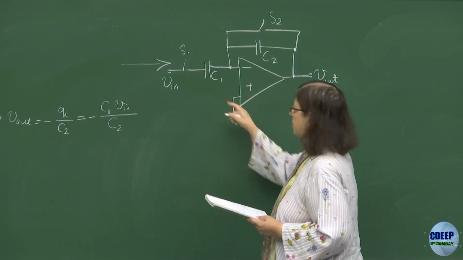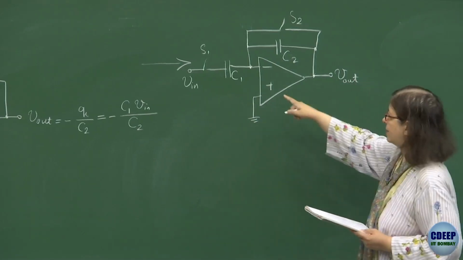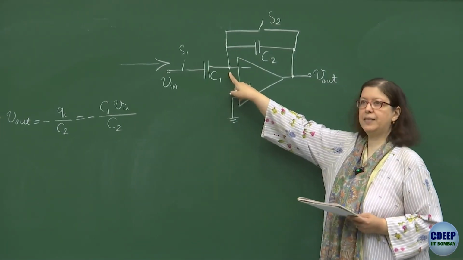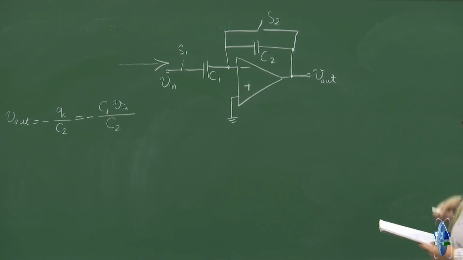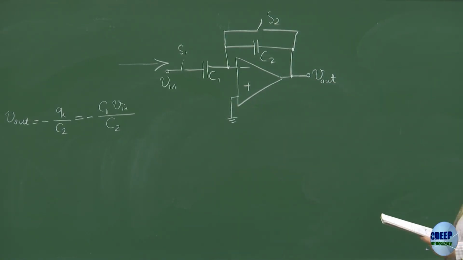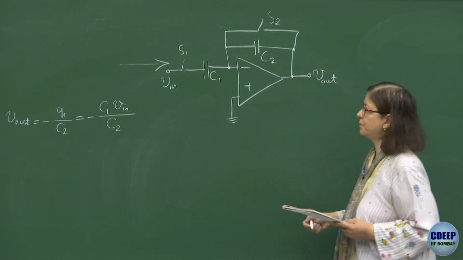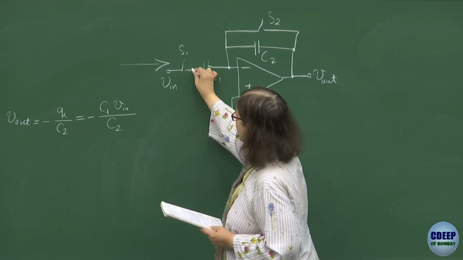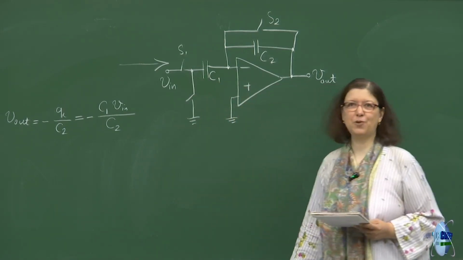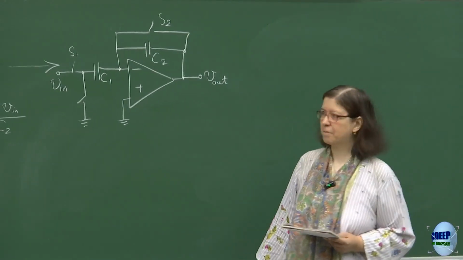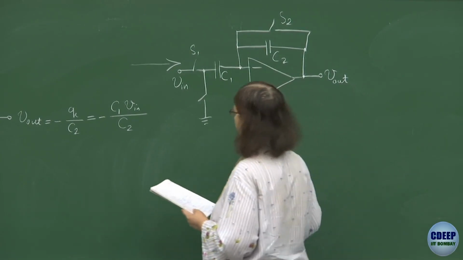Still, I am charging C1, same as before with Vin, but the right plate terminal is connected to virtual ground rather than actual ground. So now, when I want to discharge the capacitor, I will make this side ground. Now the charge injection problem goes away. Fine. So what is the cost? I only need to add one more switch, which is absolutely fine.